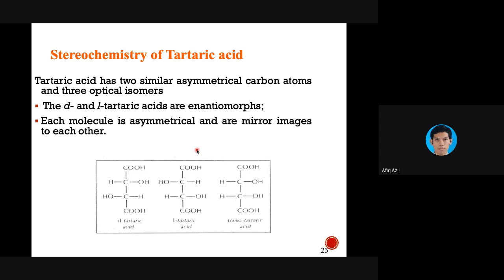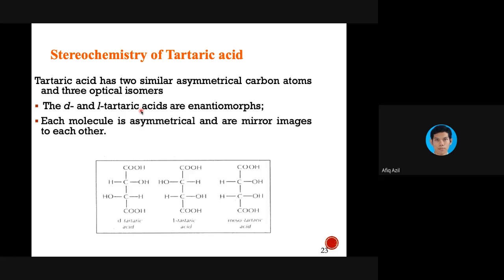Then the stereochemistry of tartaric acid. I'm using tartaric acid as an example over here. Tartaric acid has 2 similar asymmetrical carbon atoms. So that means it has 2 chiral centers. So which ones? You have C over here, and this is COOH. You have hydrogen, you have OH, and this whole other group. So this is a chiral center. And for this carbon, hydrogen, OH, COOH, and this whole group as well. So chiral center, chiral center.